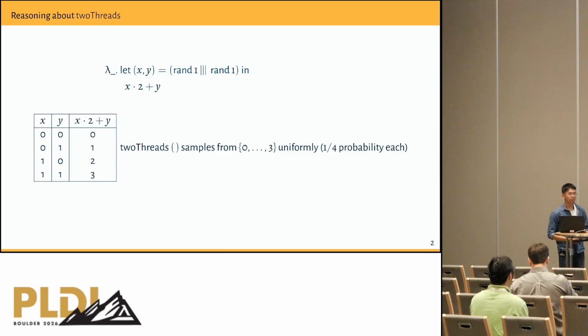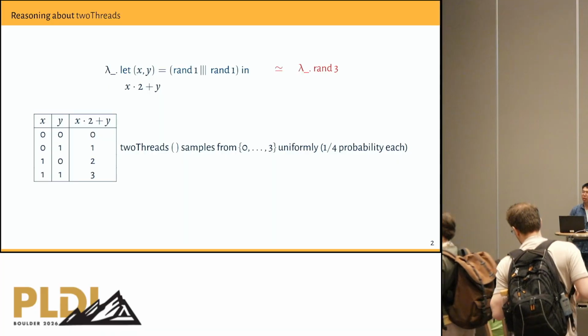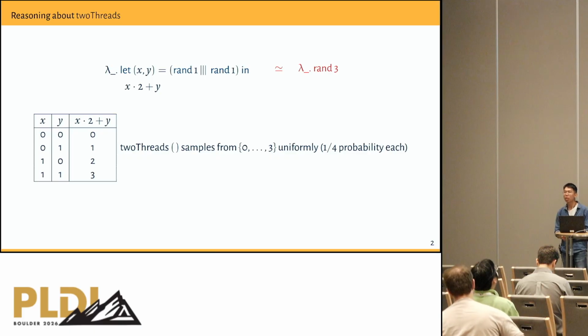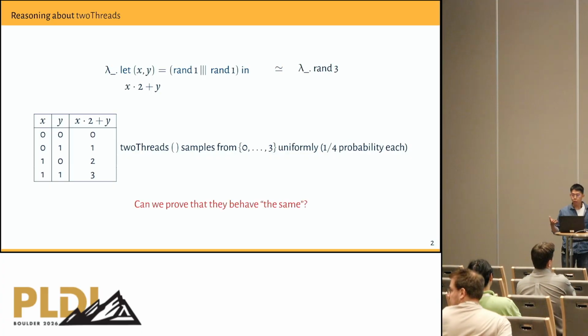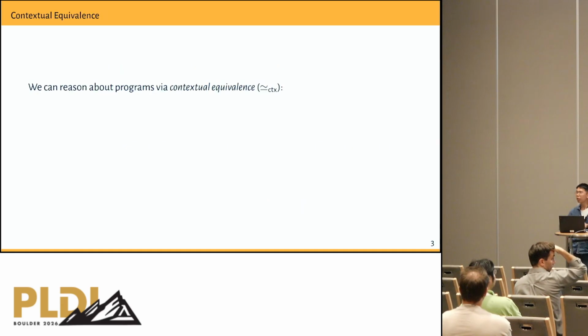Another way of saying this is that the behavior of this program is the same as this simpler one that directly samples with rand 3 as a primitive. So now, if we want to show that these two programs behave the same, can we actually prove that they behave the same? To actually prove this, we have to define what we mean by two programs behaving the same. And a good notion of that is contextual equivalence.